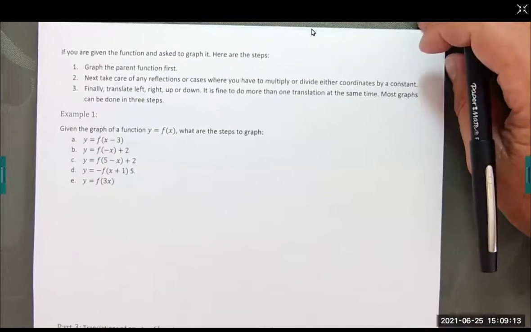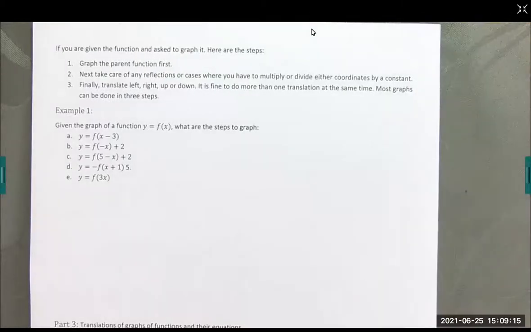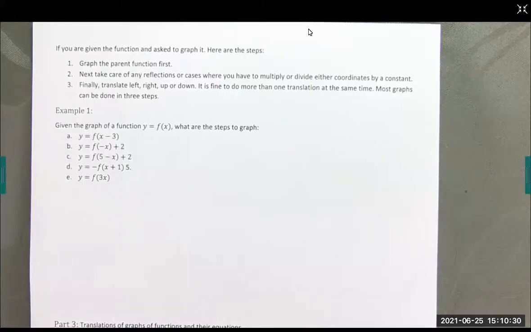All right, there we are. If you were given a function and asked to graph it, here are the steps. Graph the parent function first. Next, take care of any reflections or cases where you have to multiply or divide. And then finally, translate left, right, up, or down. It is fine to do more than one translation at the same time. Most graphs can be done in 3 steps. All right, so let's talk about what we mean by this.